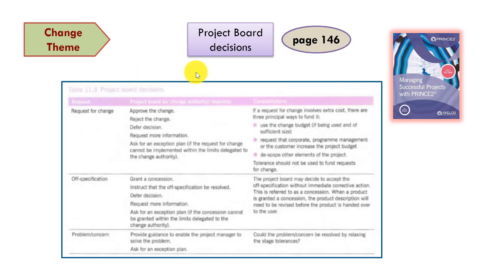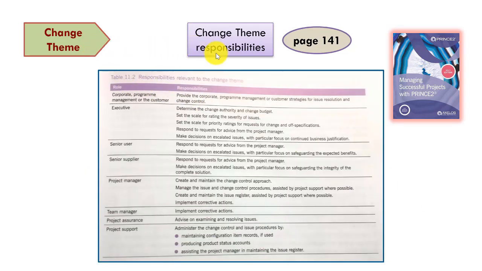Still on the change theme, project board decisions on page 146. Put a tab there. It's a simple little diagram here, and it shows exactly what options they have got for making a decision on these 3 types of issues. Still on change theme, the change theme responsibilities. Put a tab in page 141. Here you've got the roles, and here's the part they play. Again, a helpful quick reference.